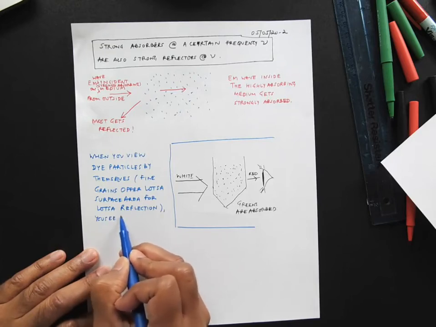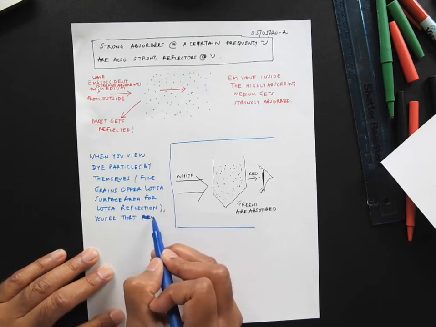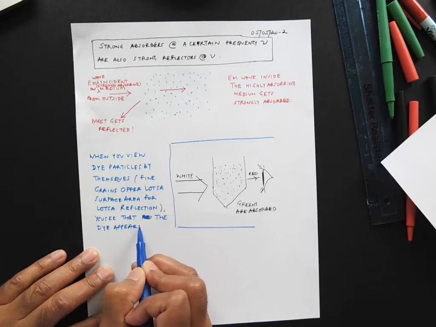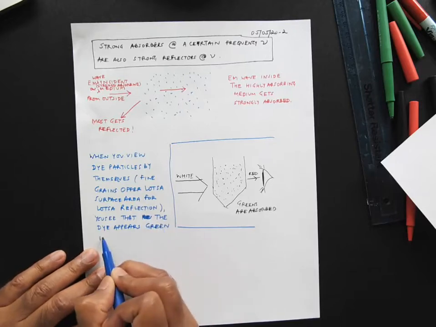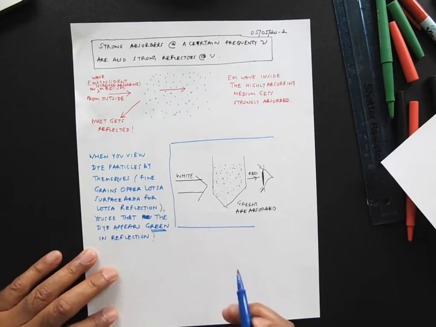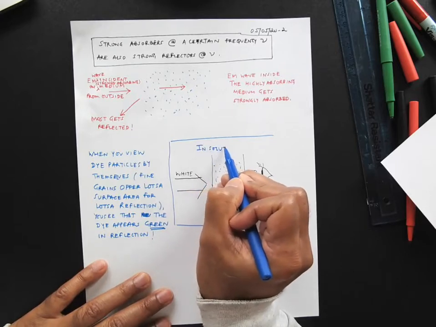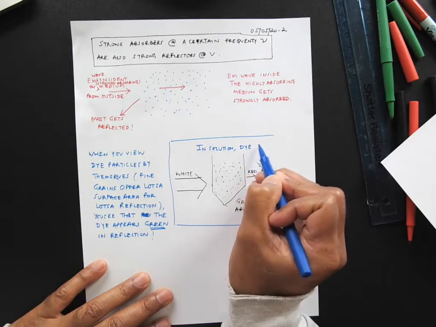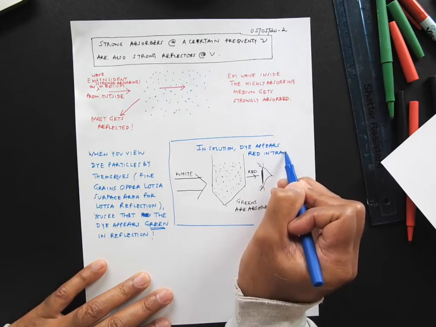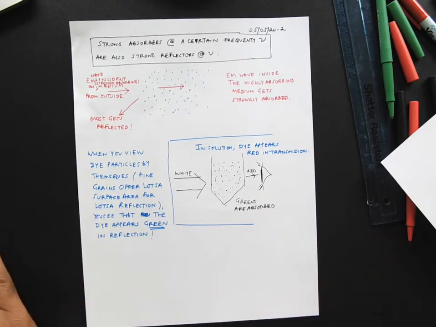You see that the dye appears green, and with the laser dye it's a brilliant green, a very rich green. Here's green in reflection. Okay, and meanwhile this was in solution, the dye appears red in transmission. Okay, so hopefully this point is made.